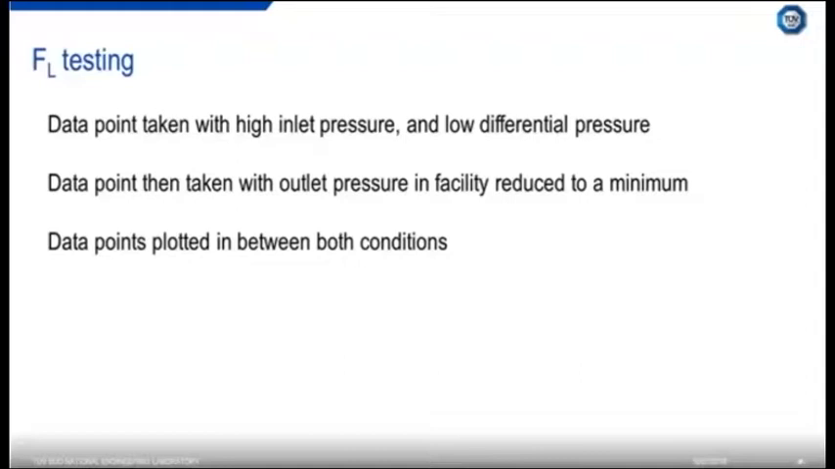We increase the pump speed to a maximum. So basically, we're trying to induce a very large pressure drop across the valve with little back pressure. So we want to try and generate as much cavitation as possible. Once you've got these two extremes, you can then plot data points in between both conditions.